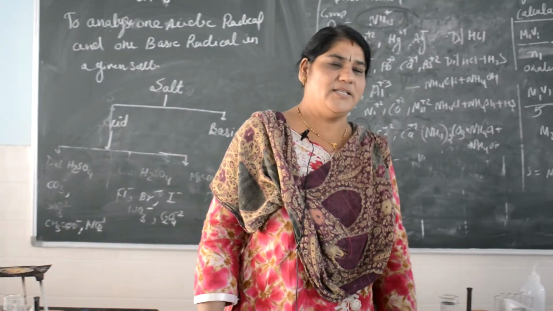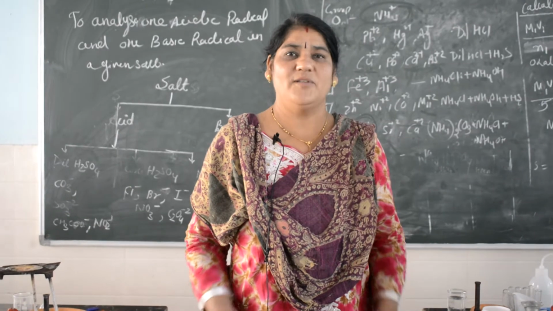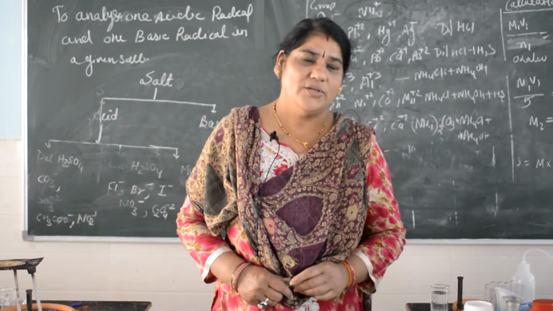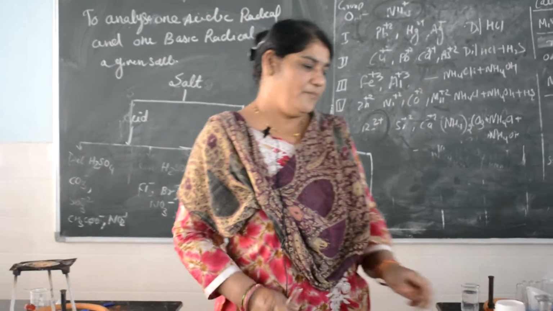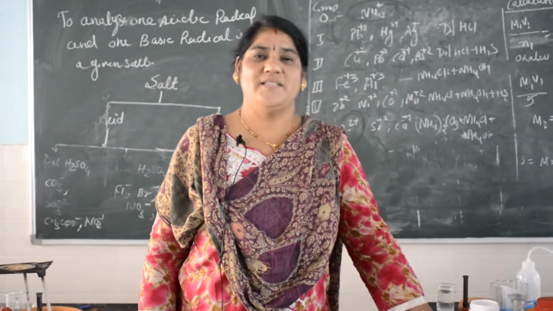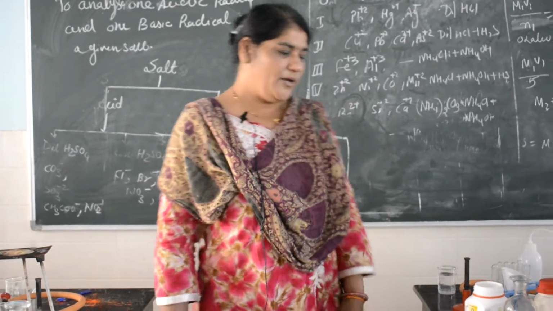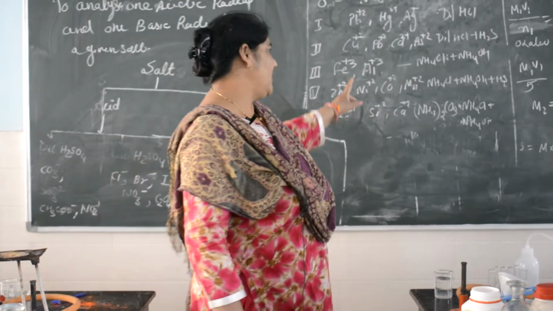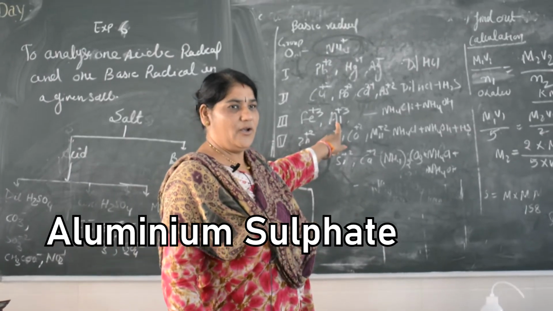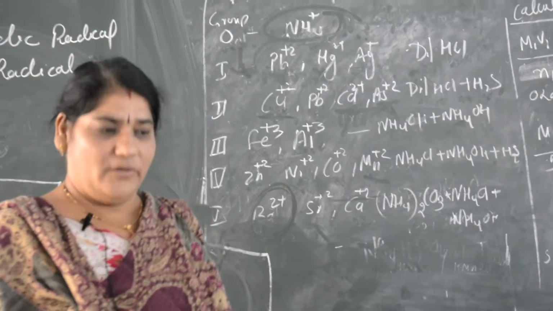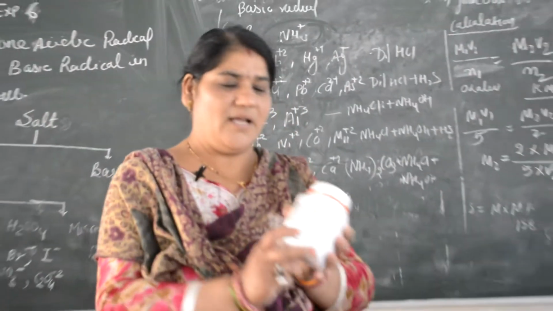Okay. Now this is a chemistry practical for class 11th and 12th, that is acid and basic radical. Now we are going to identify the basic radical in a given salt. I am trying to identify aluminum sulphate, the aluminum basic radical which is present in the third group. Now this is the aluminum sulphate.